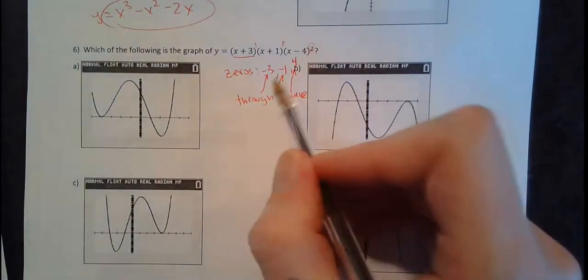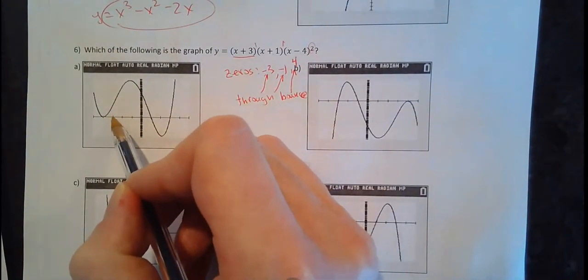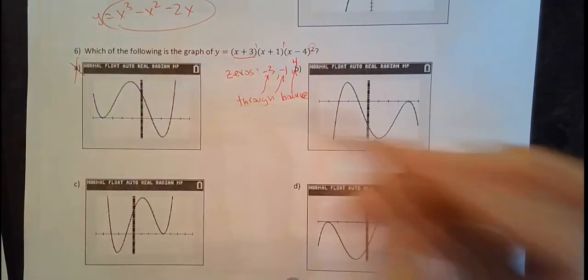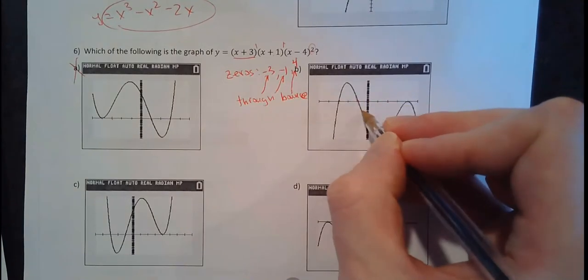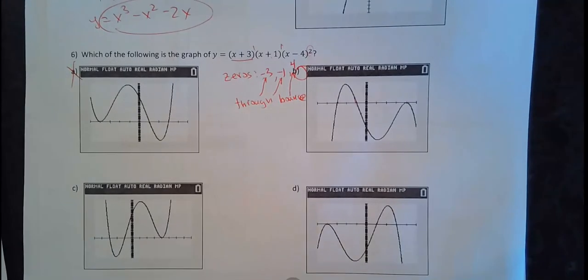So where do I have a through, a through, and a bounce? So in 1, 2, 3, that's not even the right zeros, right? That's not the right one. So it's not a 1, 2, 3, a through at -1, through, and then a bounce at 4. That's the one I want. Letter B is the winner.